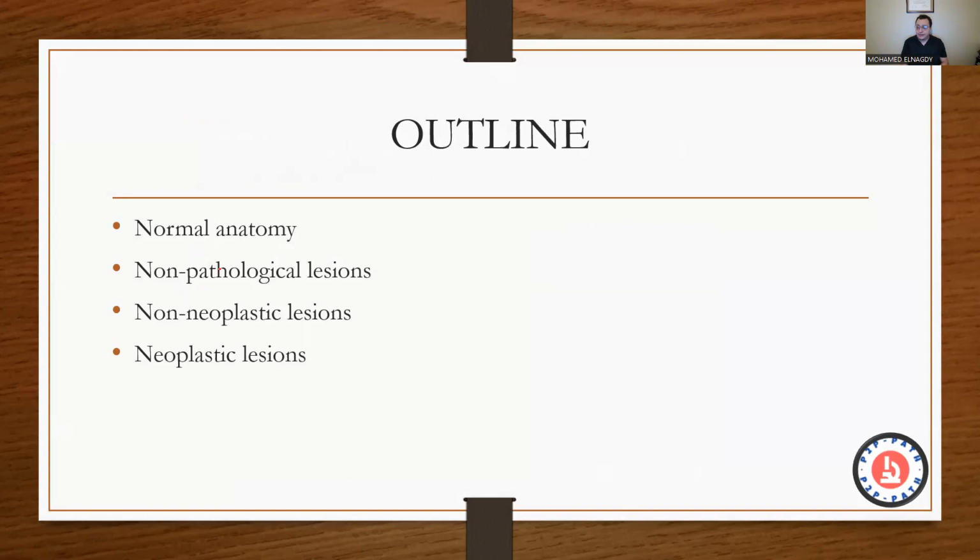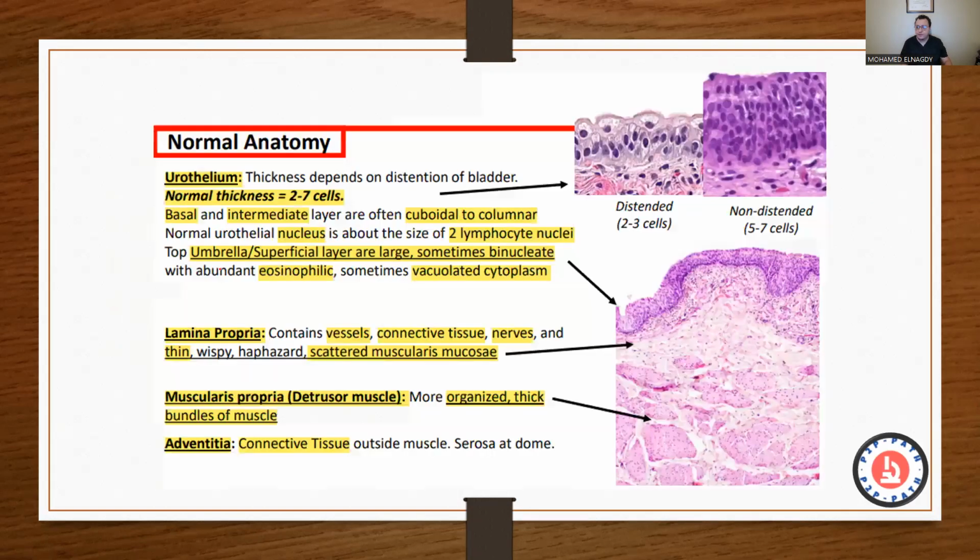So let's start with the outline of our lecture. We'll start by talking about the normal anatomy or the normal histology of the bladder, and then we'll move on to talk about the non-neoplastic lesions, which are inflammatory lesions, and then neoplastic lesions. I don't mean non-pathological here; I mean non-neoplastic lesions.